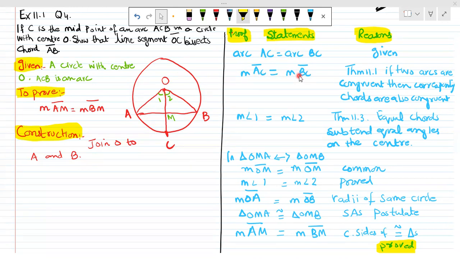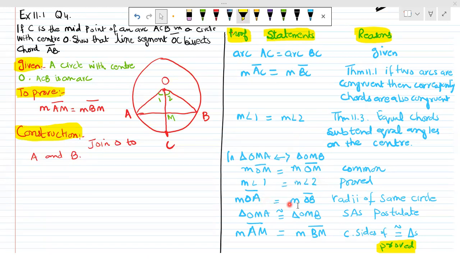Now, if the chords are equal, then they subtend equal angles at the center. You can draw chords AB, AC, and BC over here, and these chords are subtending equal angles at the center. This is the statement of theorem 11.3. So angle 1 and angle 2 are equal. So in triangles OMA and OMB correspondence, OM is common, angle 1 is congruent to angle 2. We have proved it over here.